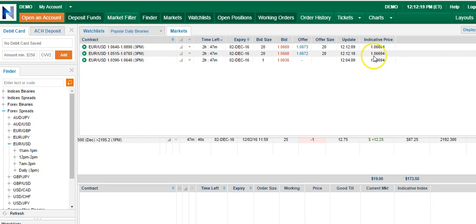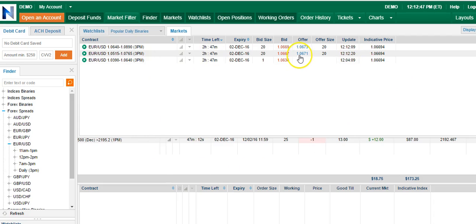So you can see the indicative price, 106.69. We'll drop that last digit there, but 106.69 is where the market is. And then you have the bid, which is the sell side, so 106.67, and then the offer side is 106.71. So about 2 pips in either direction is your spread for this particular contract, and it expires at 3 p.m.